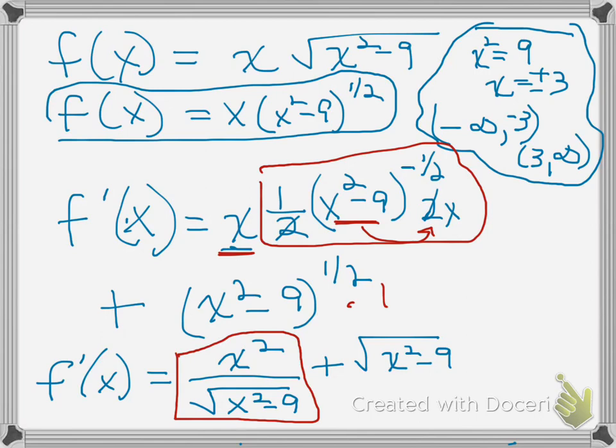What I am thinking at this point is I want to look at this as one term. So I'm going to multiply the second term by radical x squared minus 9 over radical x squared minus 9, so I can have the same denominators. Okay, so my numerator becomes x squared minus 9. So let's go to the next page. We'll take this with us and see what we're getting there, because we're still looking for critical values.